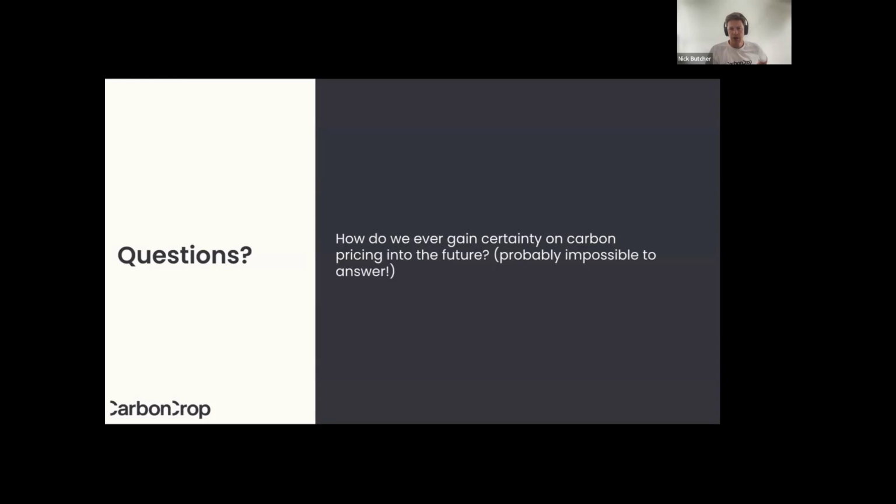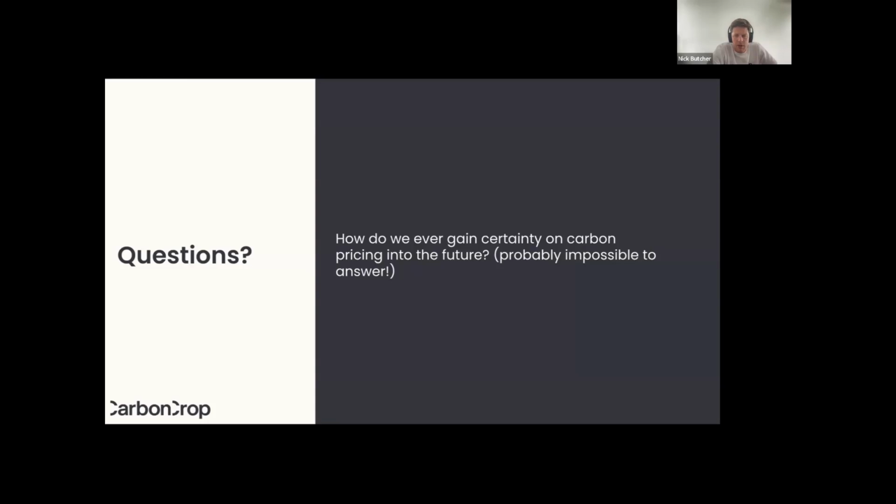How do we ever gain certainty on carbon pricing into the future? Yep, the question answers itself, really. I think it is at least difficult to answer. I'm trying to think of anything that's actually useful to add. Structurally, I'd say the world still has the problem of there's far too much CO2 in the atmosphere. Carbon markets globally are generally increasing in their scope and price and liquidity.